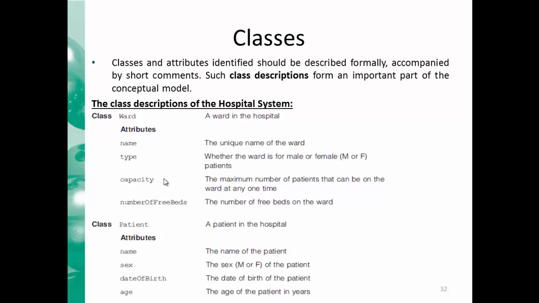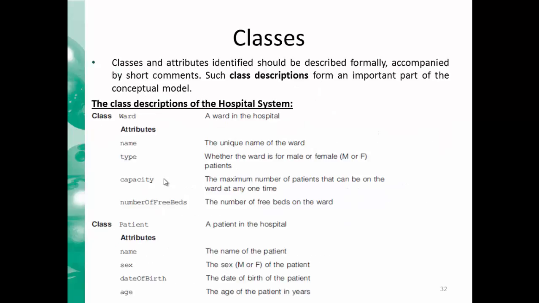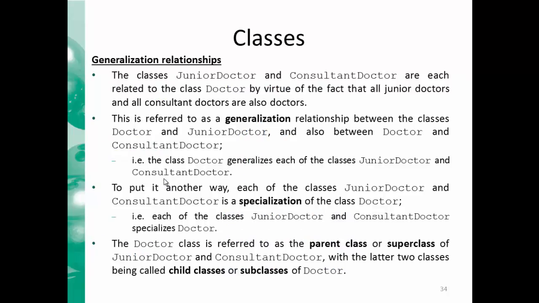So now we go back to our classes identified in the system and provide a class description for every one of them, including the class name and describing it, and the attributes, and giving an idea about what each attribute represents. More on class descriptions: team, doctor, junior doctor, and consultant doctor.